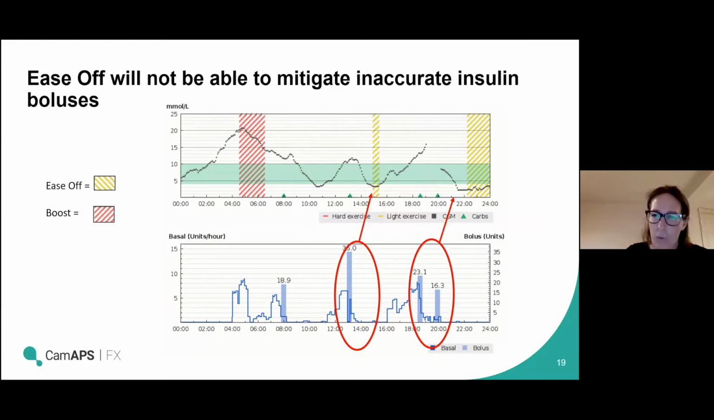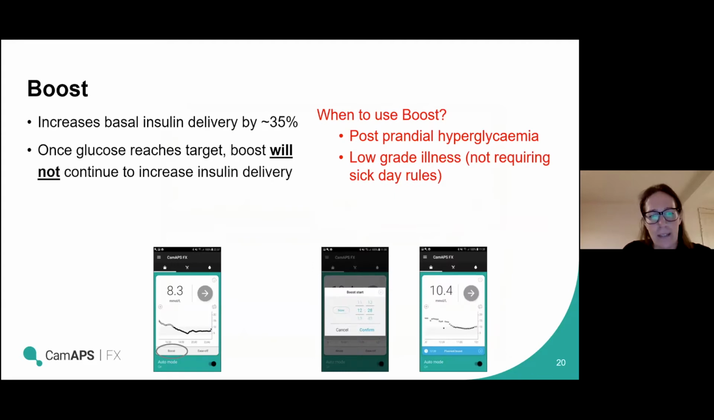Yeah, so it's just worth knowing it's a helpful function, but it's got limitations as well. Once the insulin's in, the insulin's in. The sort of opposite function to ease off, and I think this is particularly useful in pregnancy, is boost. So this makes the algorithm more aggressive. It will increase the basal insulin delivery by around about 35%.